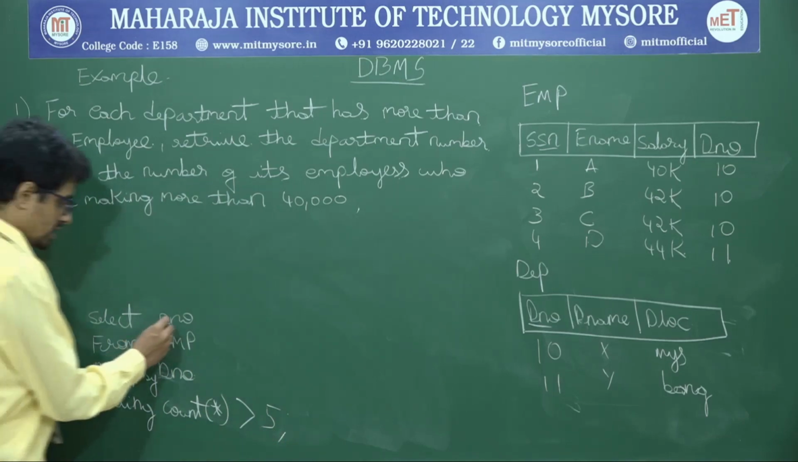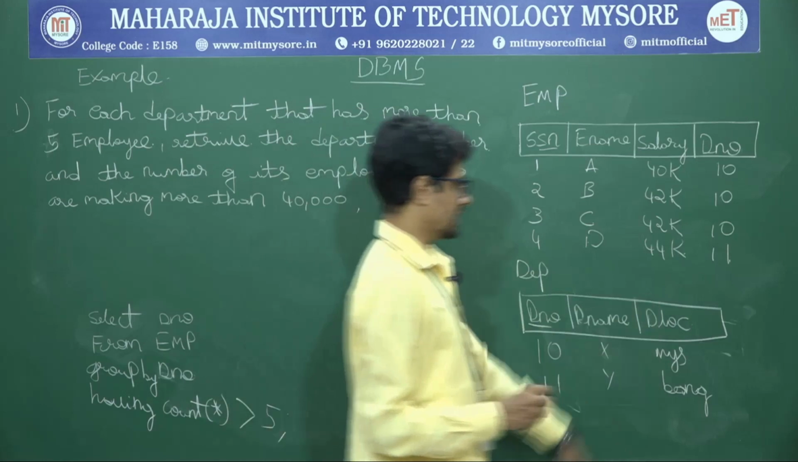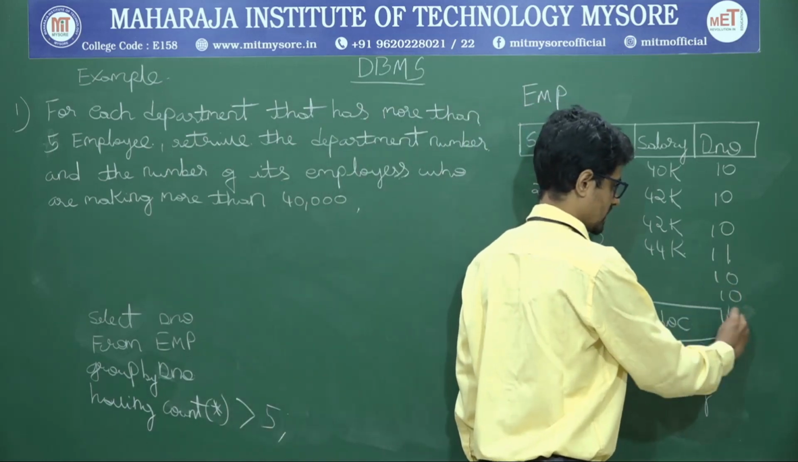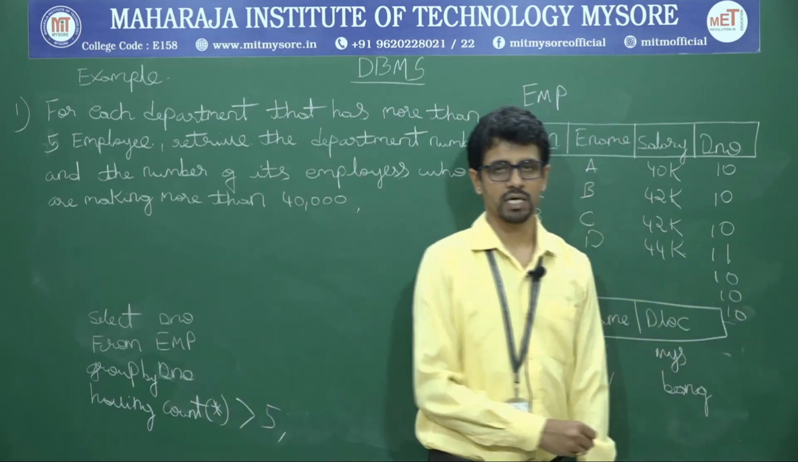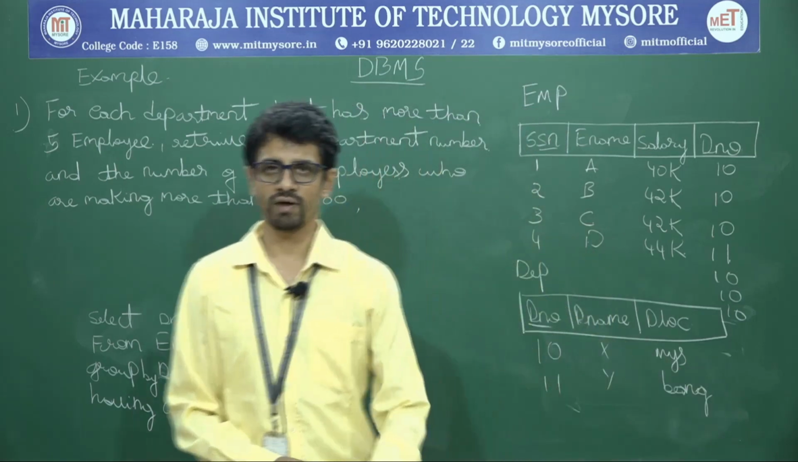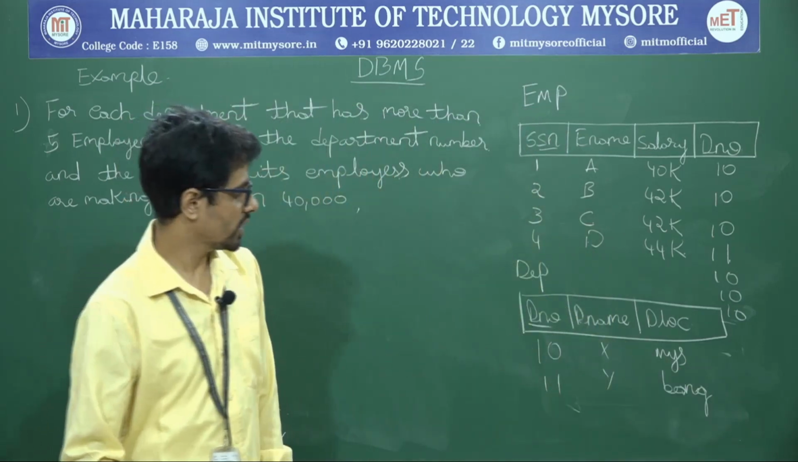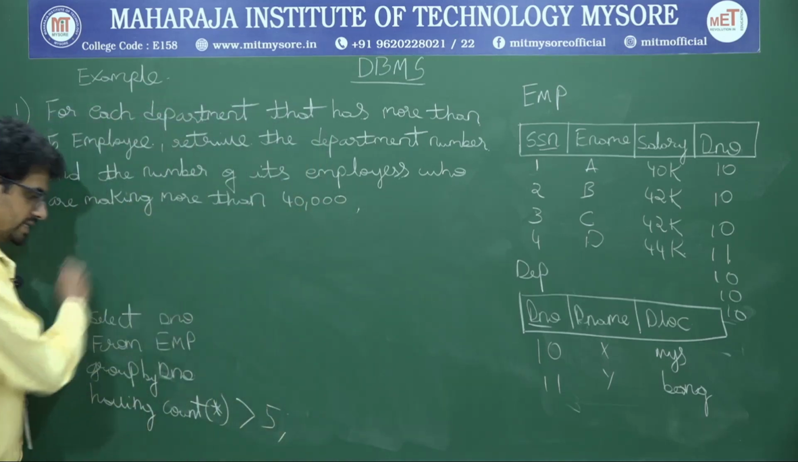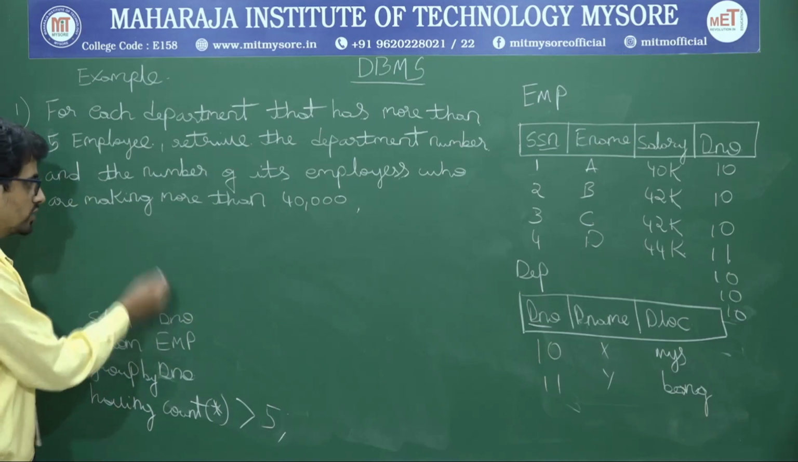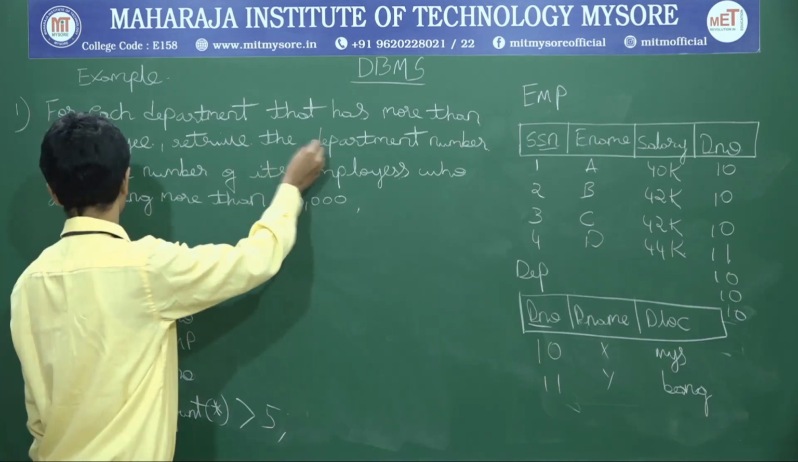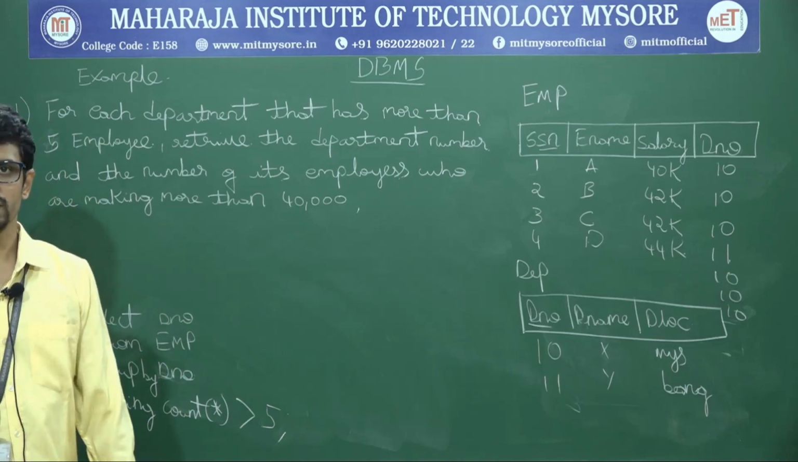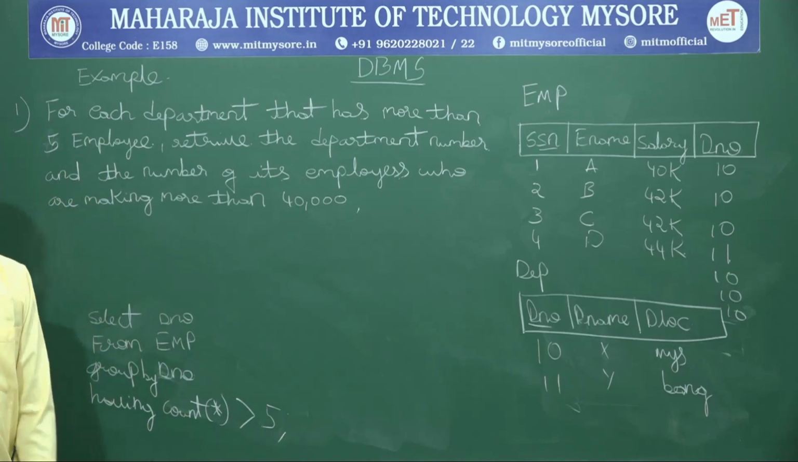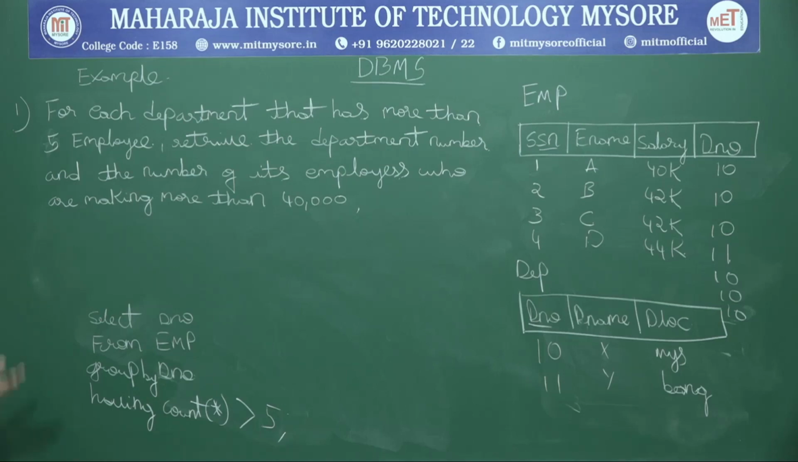Now assume that 10 appears 6 times here and 11 is only once. 10 has been selected because 10 occurs more than 5 times. So when 10 is more than 5 times, I want this department number to be selected from this inner query and given to the outer query, where I can select the department number and the number of people having more than 40,000 of salary. So this is the next part. In the first part we have just found out what the department numbers are.